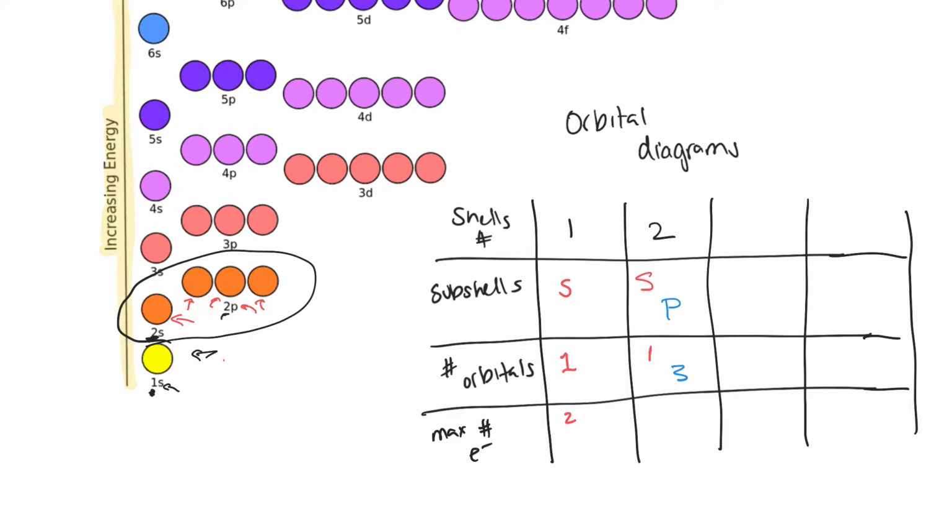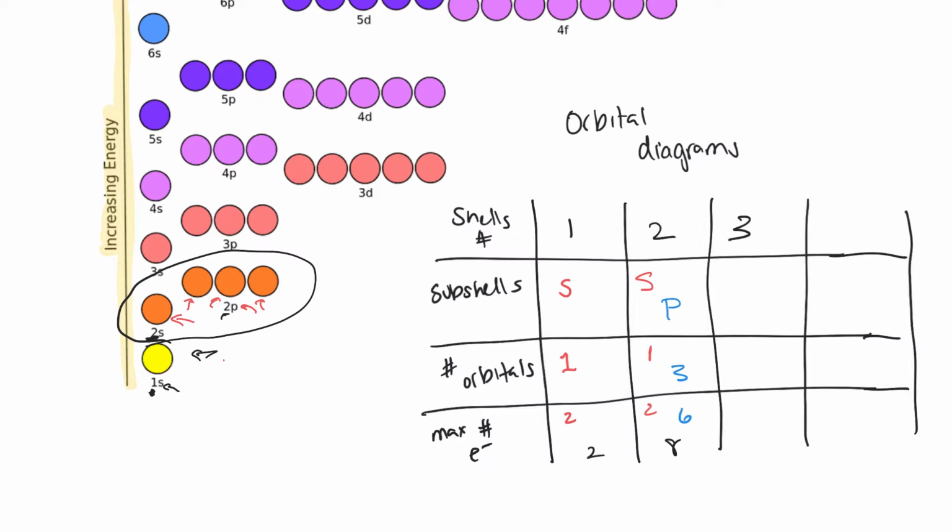Okay? Now, when we're talking about the maximum number of electrons, think about it. In subshell S, we can only have 2 electrons. In subshell P, if you count up all the orbitals, you can have a maximum number of 6 electrons, because remember, each orbital could contain a maximum of 2 electrons. And so if you were to add this up, you have 8 electrons.